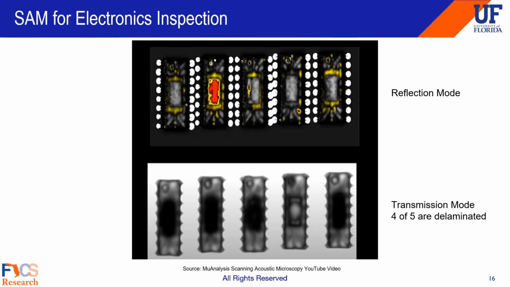On this slide, we have some samples provided by MuAnalysis. The top 5 samples were taken in reflection mode, and one of them has red in the center, and this is due to the software detecting delaminations, or a difference in plurality. On the bottom, we have 5 samples that were taken in transmission mode, and 4 of the 5 are showing that they have been delaminated.